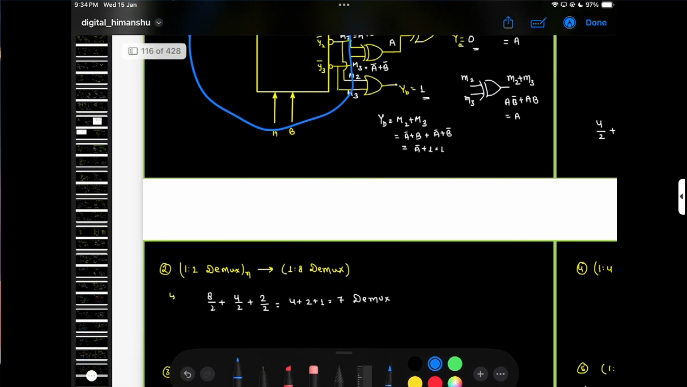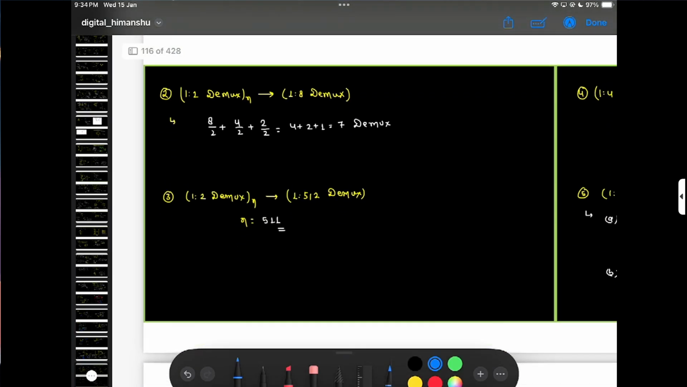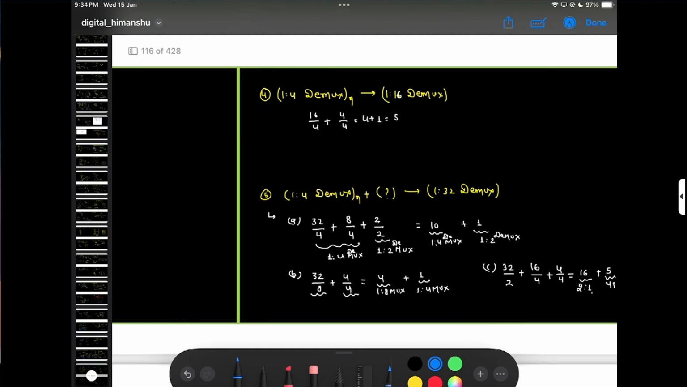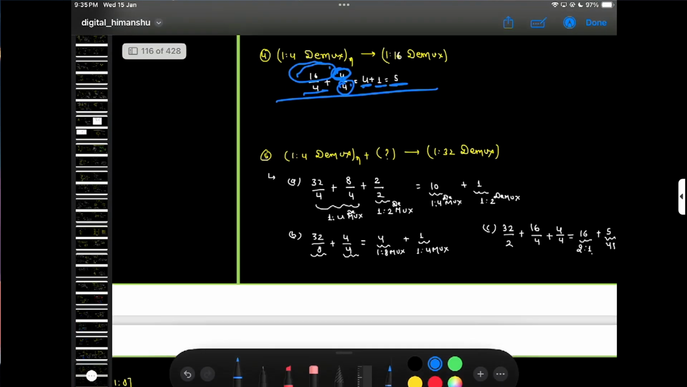So that is 1 is to 2 demuxes, and for 1 is to 8, obviously 7 demuxes will be required. This is the way: for 1 is to 16 using 1 is to 4, 16 is the upper, 4 is the lower. So 16 by 4 is 4, and 4 by 4 is 1. So in total 5 demuxes, 1 is to 4 demuxes, will be required.